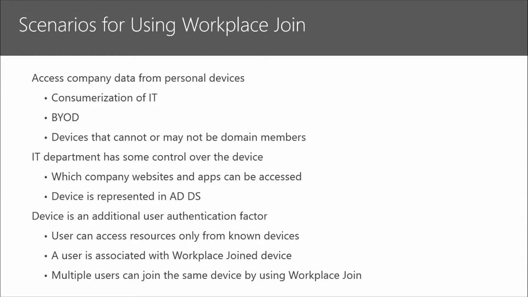Now, something else to be aware of is that you set up Workplace Join per user per device. So let's say you've got a device that has two users that share the device. If that's the case, you'd set up Workplace Join twice for that one device. Right, exactly. So a user is associated with a Workplace Join device, and that's about it for this slide. Let's keep going.